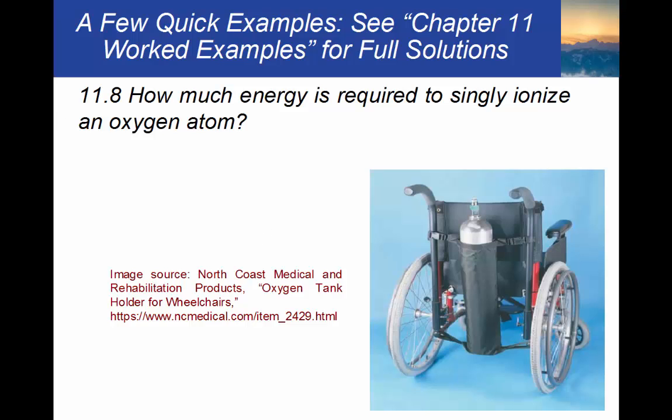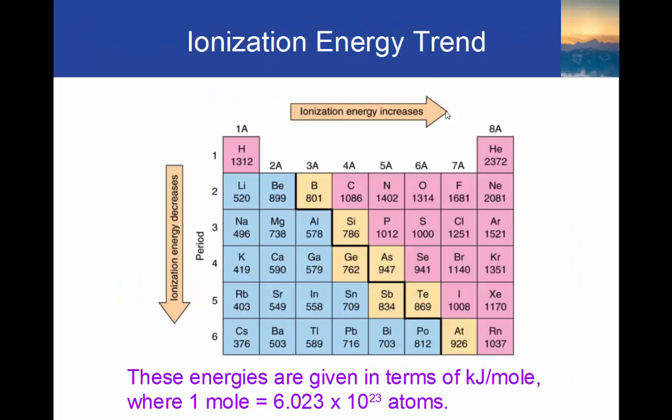So our next example is slightly more difficult than that last one, but it's sort of a follow-up of sorts. The question is, how much energy is required to singly ionize an oxygen atom? Alright, so to do this, we're going to need to go back to table 11.24. So here's table 11.24 from your Shipman, Wilson, Higgins, and Torres 14th edition physical science text.